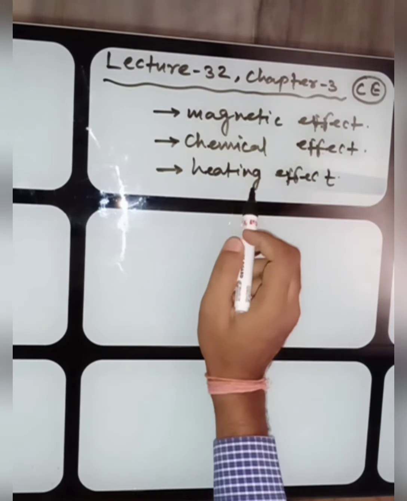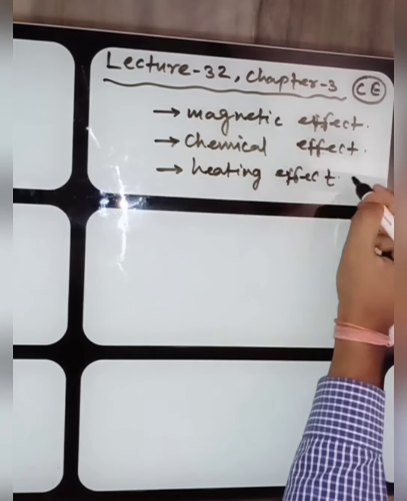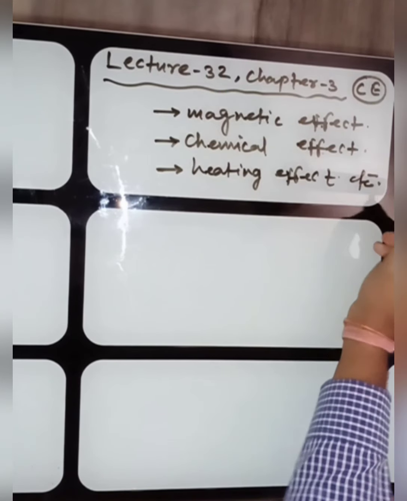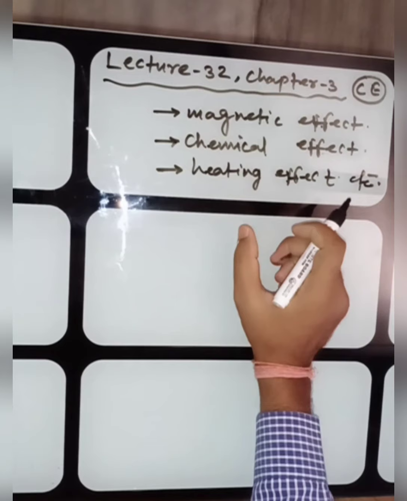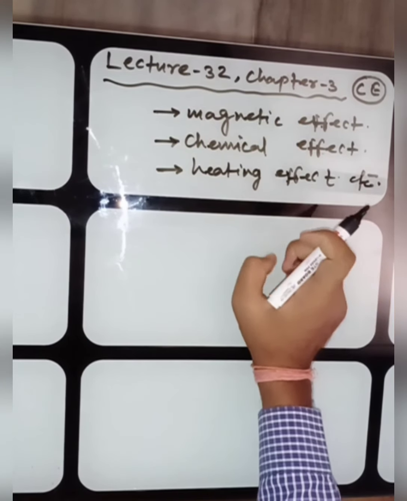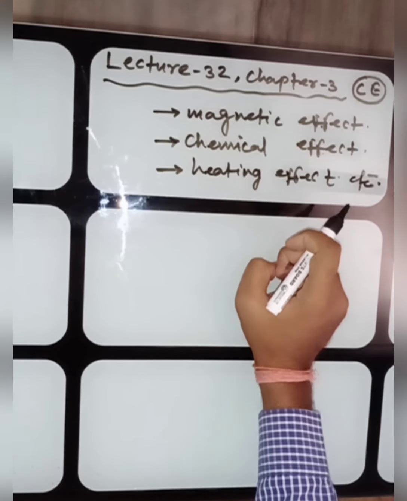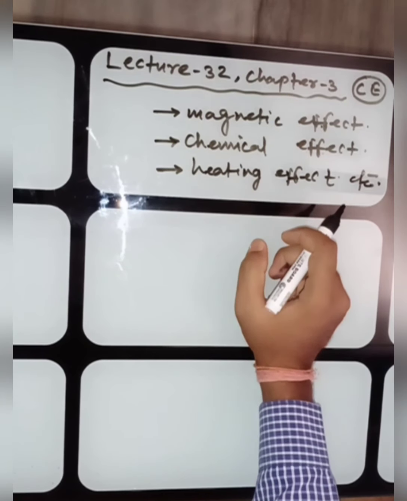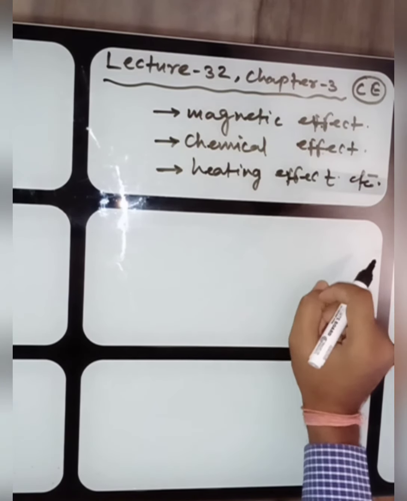Magnetic effect, chemical effect, and heating effect, etc. Because there are a few more effects that can measure the electric current, but we use an electronic device to measure the electric current, such as an ammeter. Okay, an ammeter is used to measure the electric current.